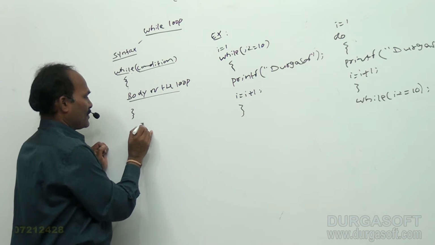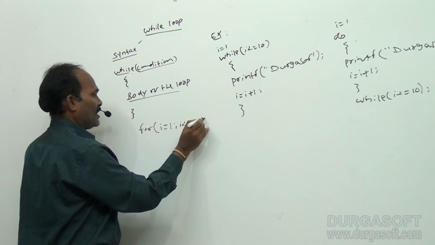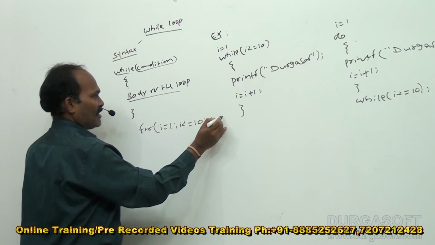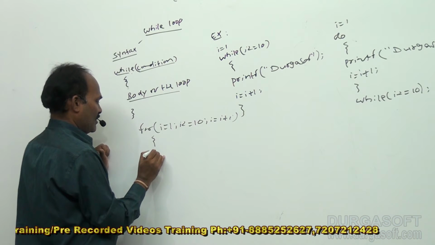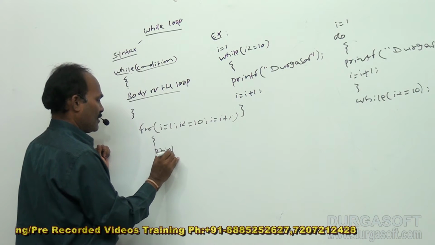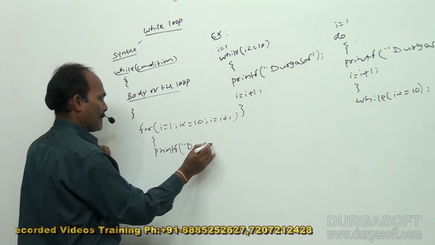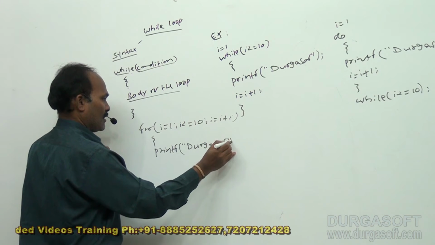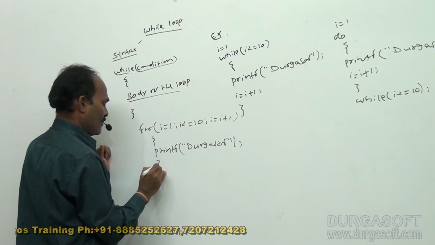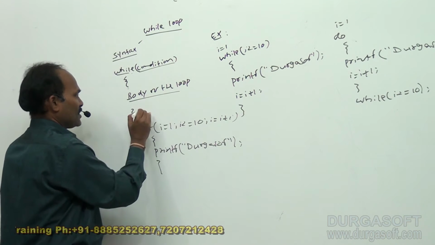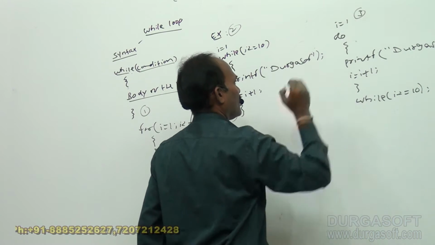And in the case of for loop, it will be like this: I equal to 1, I is less than or equal to 10, I equal to I plus 1. Next, printf DURGASOFT. I equal to I plus 1 is not required in the body here because we have already written it in the for statement. So this is the first loop using while, this is the second using do while, and this is the third using for loop.